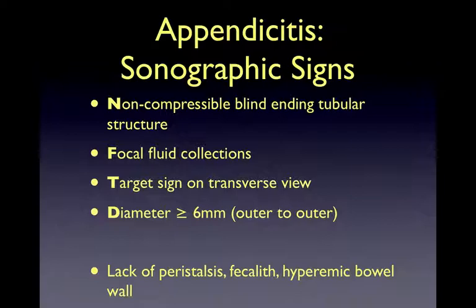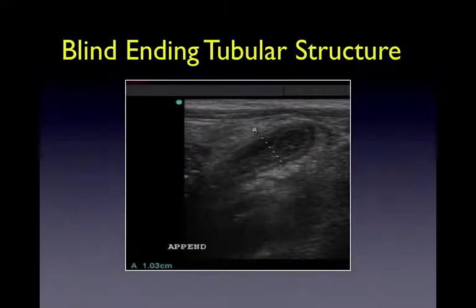Other ultrasound signs that support the diagnosis of appendicitis include the lack of peristalsis, presence of fecalith, and hyperemic bowel walls, and we will be going through each of these findings in the following slides. Shown here is a blind-ending tubular structure typical of what appendicitis looks like on ultrasound, and it measures over 10 millimeters.